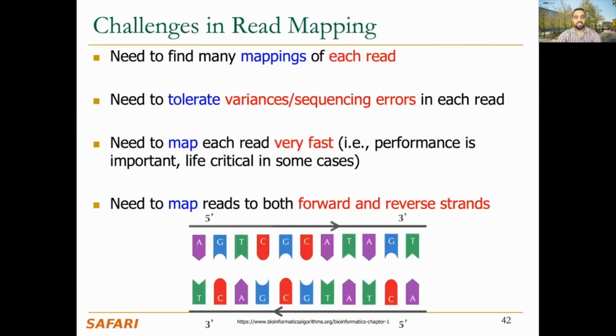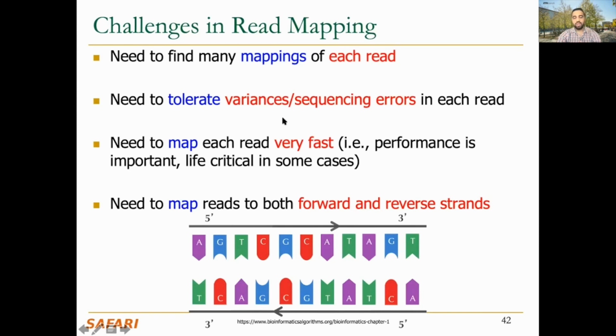Now, what are the challenges in read mapping? You need to find many mappings of each read because you don't know the exact location of every read. So you need to find all possible locations and then use some metrics to weigh some locations over the others. Either you can use similarity metrics, or the number of seed matches for some locations, or some other heuristics.